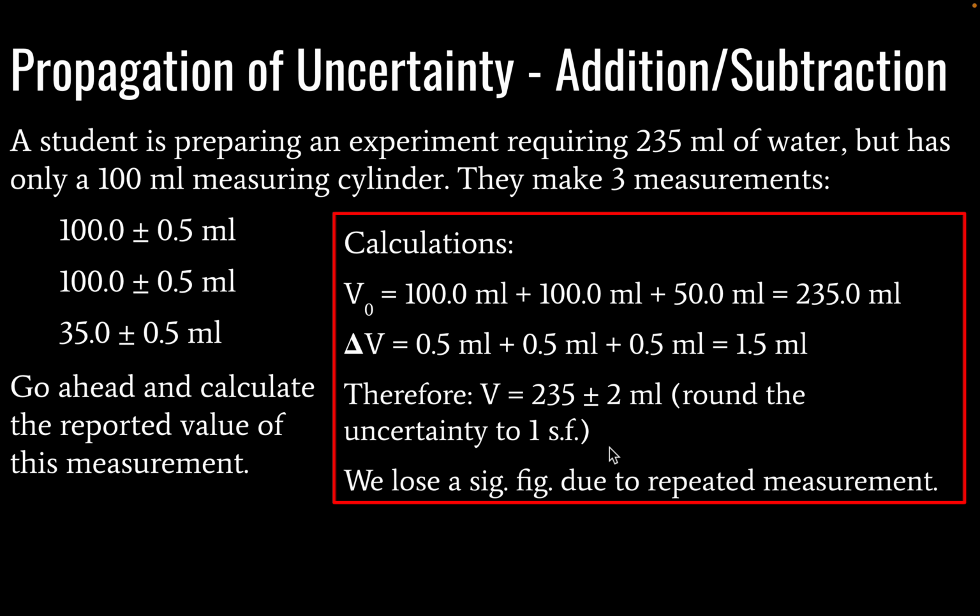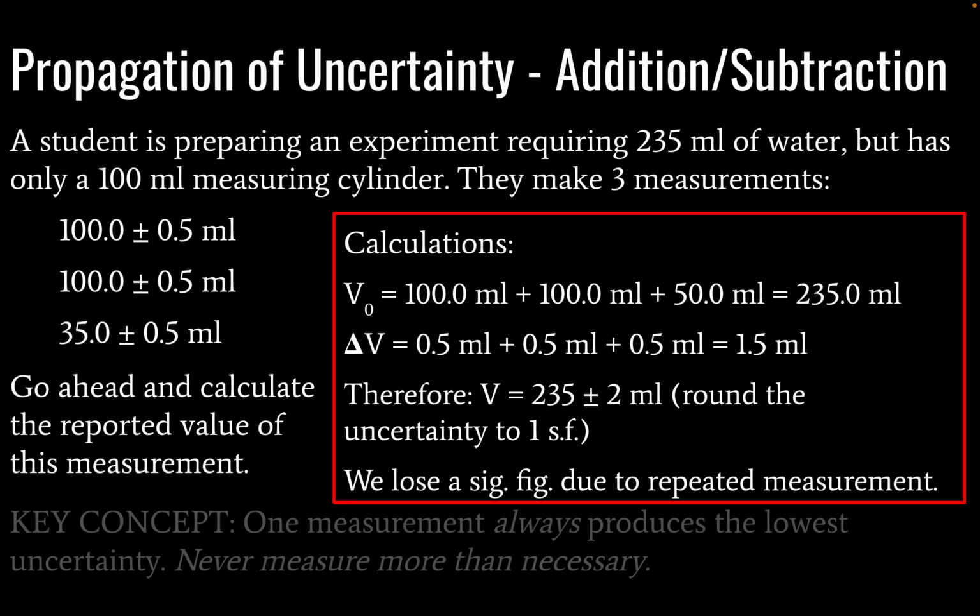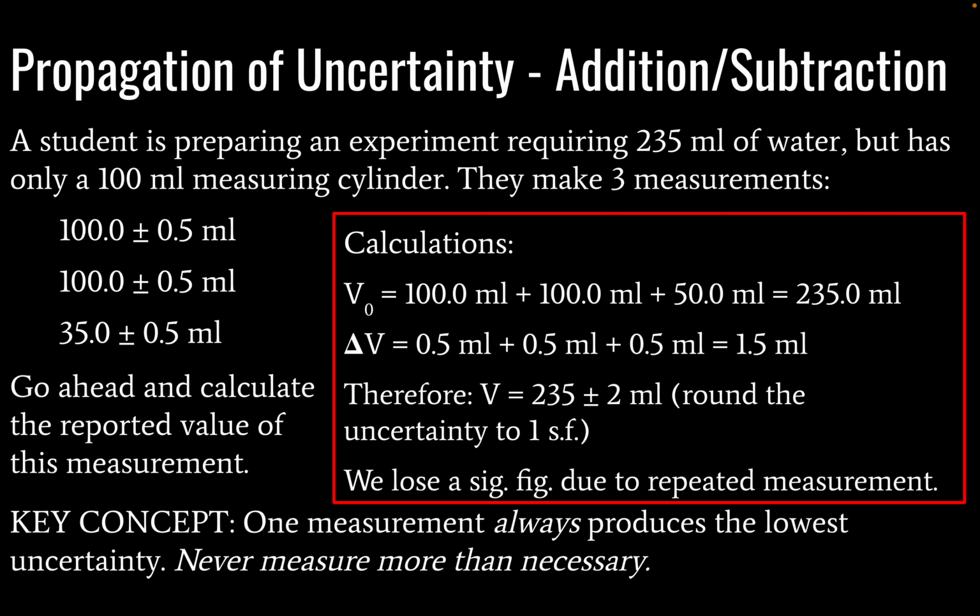So in this particular example, we're losing a significant figure due to repeated measurement. There could be some cases, however, with uncertainty where you could gain a sig fig. It's one of the advantages, I guess, of using uncertainty.